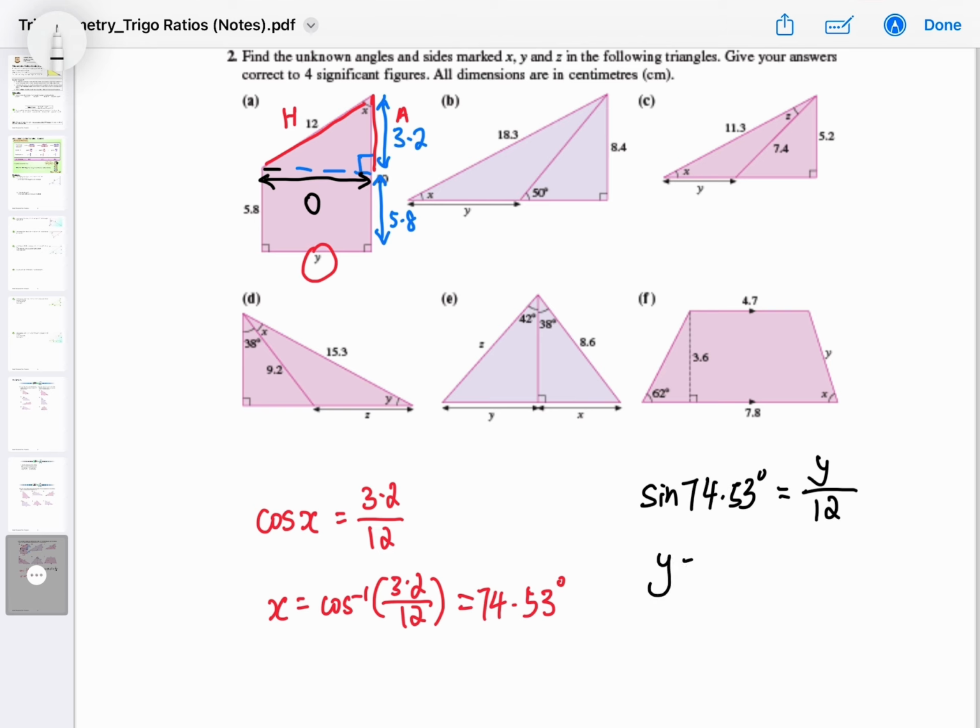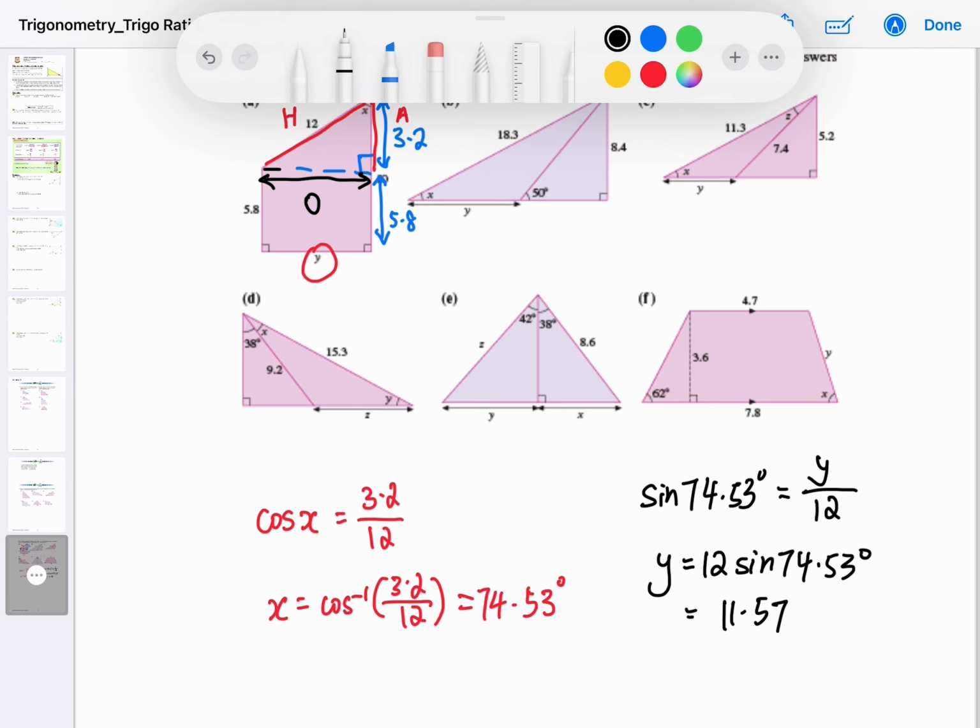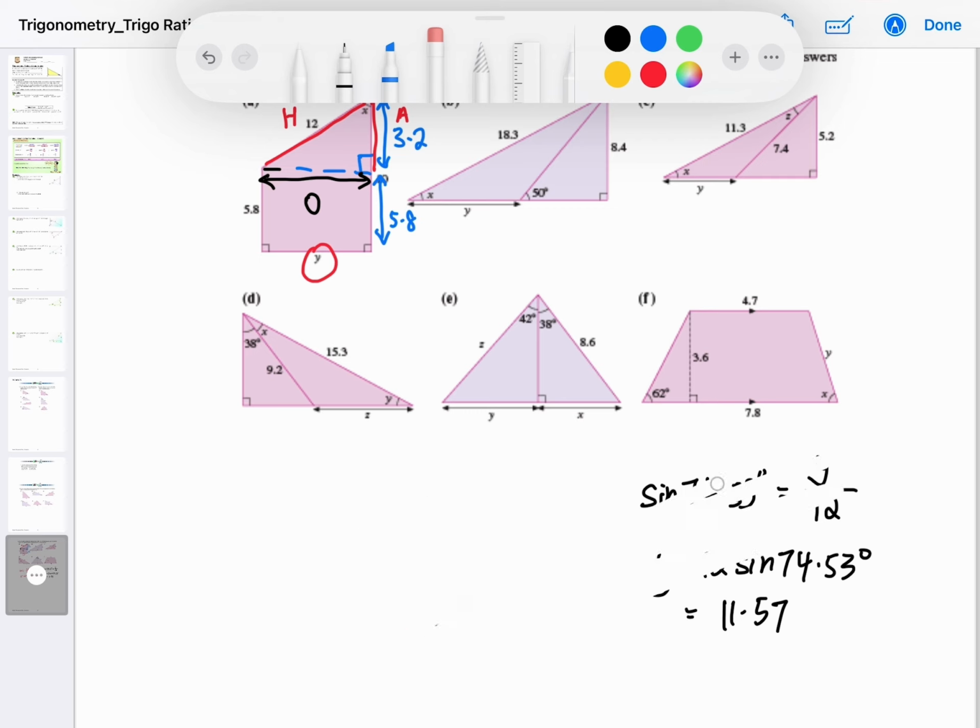So y equals 12 times sine 74.53 degrees, which is 11.57. Yes, 11.57, and that is your answer for part A. Okay, let's move on to part B. For part B, we are looking at two triangles within, and one small triangle within the bigger triangle.